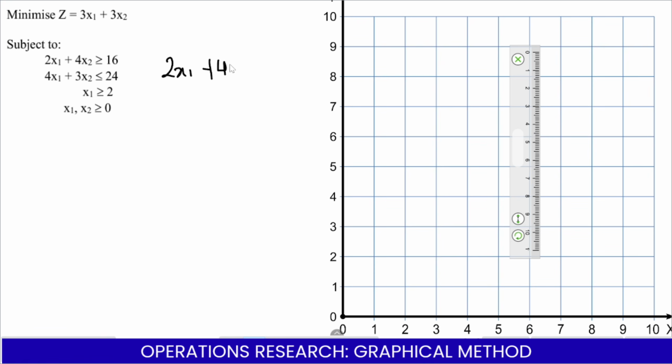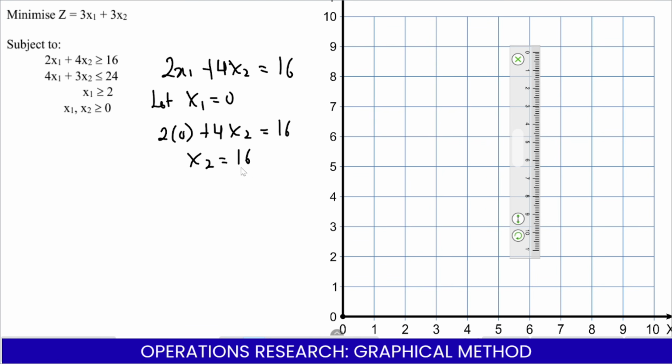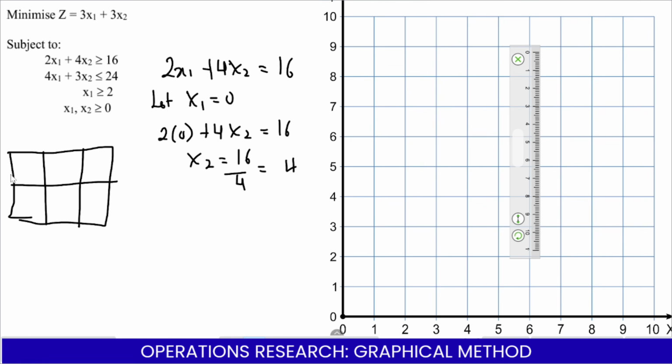So, for the first constraint, we are going to get 2x1 plus 4x2 is equal to 16. So now let x1 equal 0. So we have 2(0) plus 4x2 equals 16. So we calculate for x2. So x2 is going to be 16 over 4, which is going to give us 4. So when x1 is 0, x2 gives us 4.